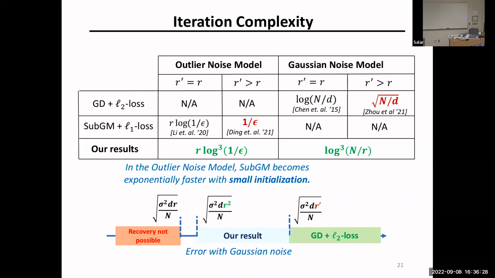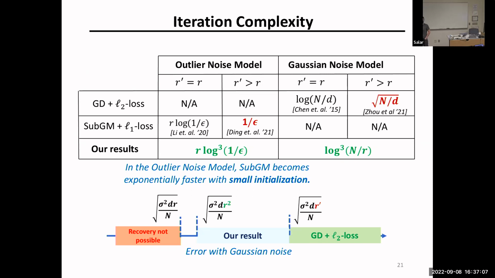But if R is larger, the iteration complexity is smaller under a Gaussian noise model, right? You said square root of R worse, but it looks like R worse in this. Or no, I'm wrong. Never mind. So here our error is higher than this lower bound by a factor of square root of R. But obviously, if R is equal to R prime, then gradient descent on L2 loss is better. Okay, but here we talk about the overparameterized regime.